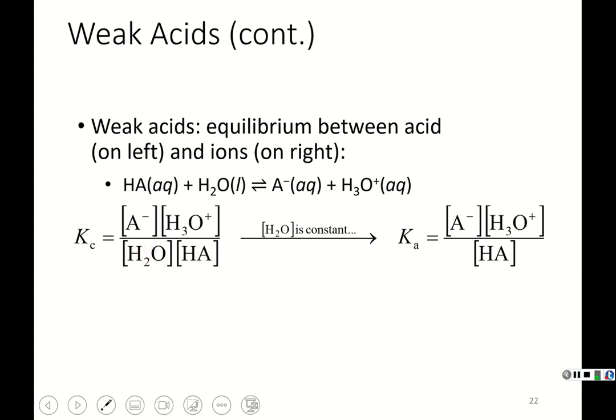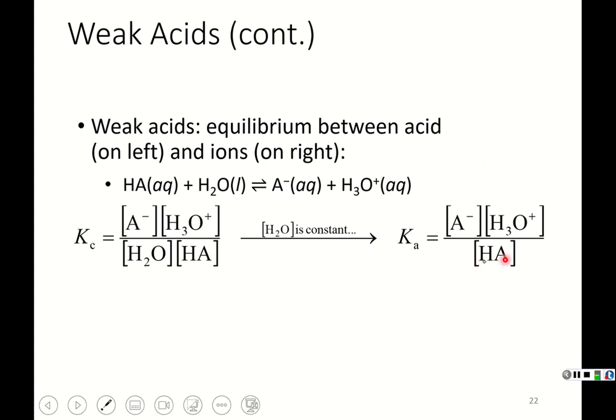Okay. We can consider, though, H2O concentration to be constant because these solutions are in bulk water, and the water molecules are in such great excess that the amount we lose for making H3O plus, we can consider to be negligible. So H2O concentration is constant, so we can get rid of it from this discussion in terms of our equilibrium. And that becomes our Ka.